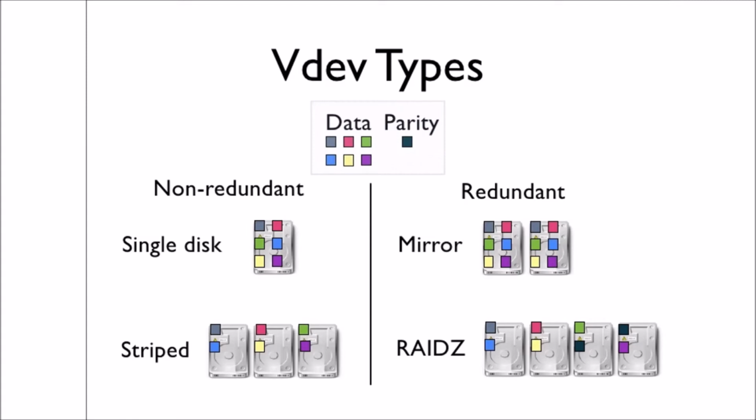RAID-Z comes in at least 3 flavors: RAID-Z1, RAID-Z2, RAID-Z3. With RAID-Z1, you can lose one. It requires 3 disks, and you can lose any one of them and not lose any data. With RAID-Z2, it needs at least 4 disks, and you can lose any 2. And as you might imagine, RAID-Z3 requires 5 disks, and you can lose any 3 of them until you get it replaced.